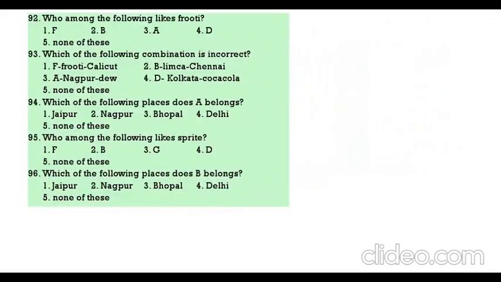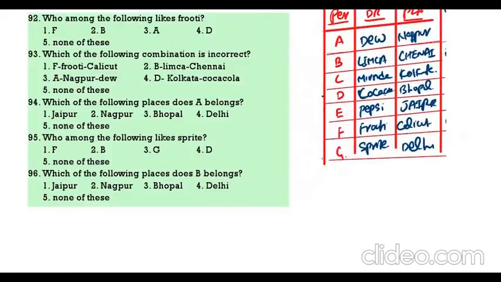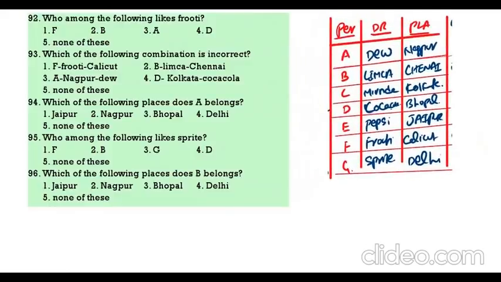See the first question. Who among the following likes Fruity? F. Which of the following combinations is incorrect? D Kolkata, Coca-Cola. This is incorrect. D Coca-Cola is correct, but it is Bhopal. A belongs to which place? Nagpur. Sprite is a drink by which person? Sprite is by G. B belongs to which place? Chennai.